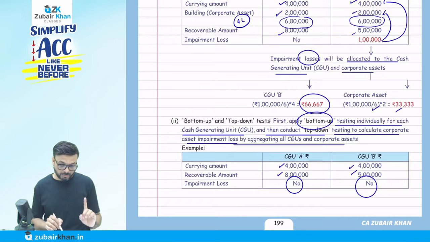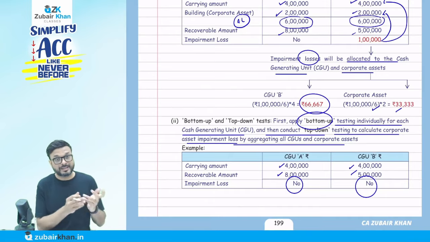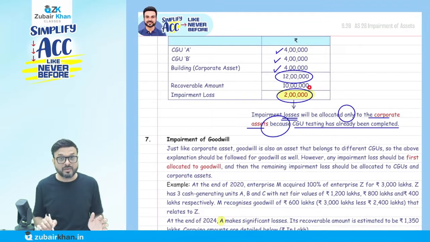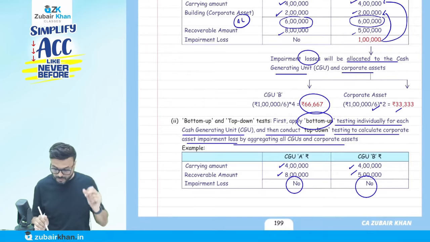But in case of the bottom-up and top-down test, first we calculate individually for the CGU, then we calculate as a group, because we cannot allocate the corporate asset. If an impairment loss comes, it is going to be borne only and only by the corporate asset, because we have already done the impairment test of these CGUs and there was no impairment loss there.